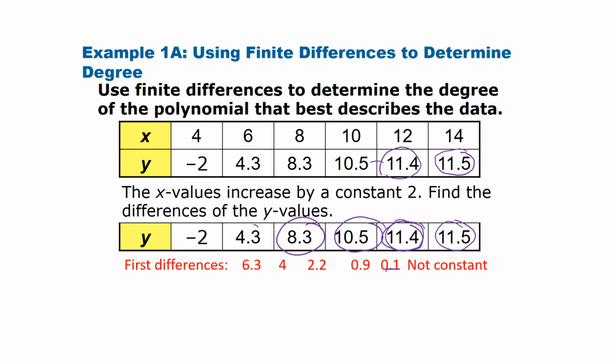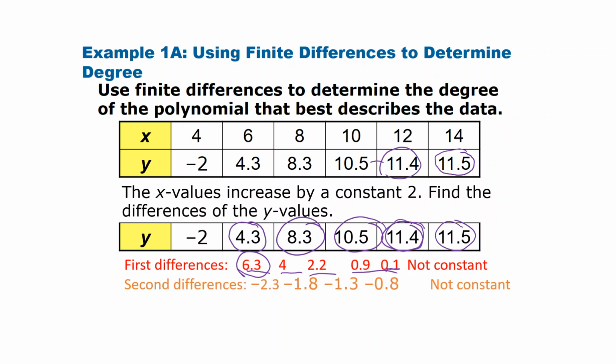And now be careful here. This says 4.3 minus a negative 2. So that's how we end up with this positive 6.3. So we're just looking for the differences. And notice there's nothing constant. These are all different. All right, so we don't have a constant in our first differences.